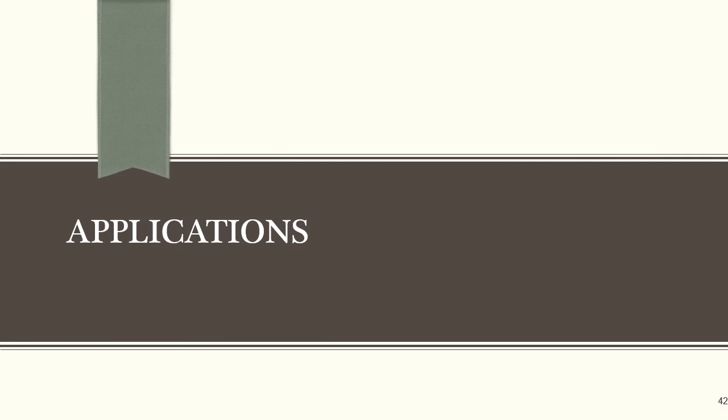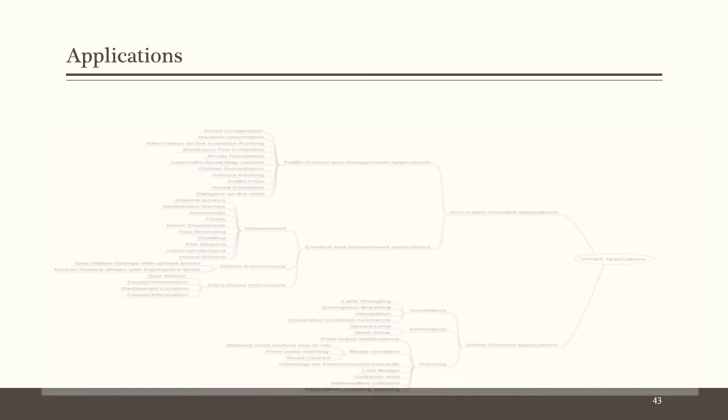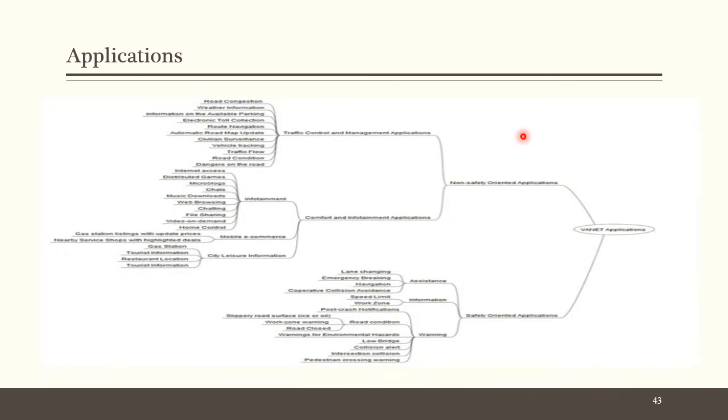Lastly, the applications. VANET has a wide range of applications. Here you can see many applications of VANET. VANET can be used for traffic control and management applications like road congestion, weather information, or route navigation, or it can be used for entertainment purposes, or it can also be used for safety, like lane changing or an emergency braking system.